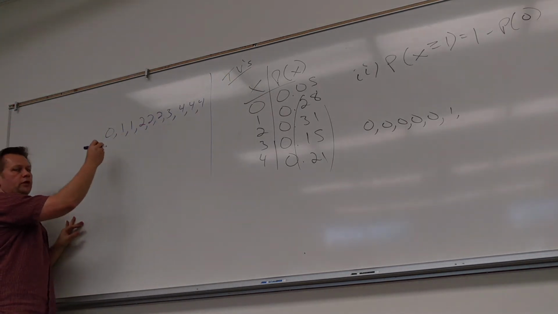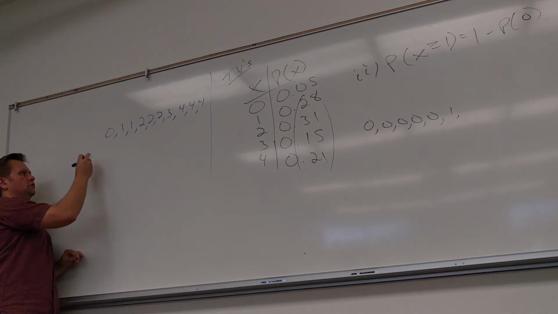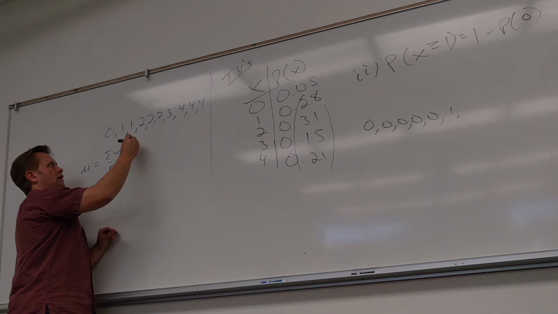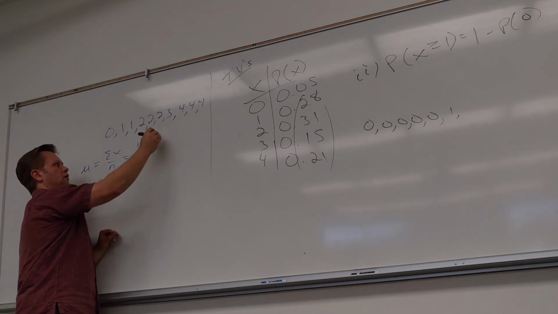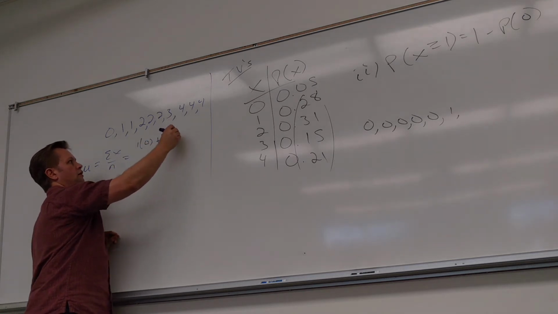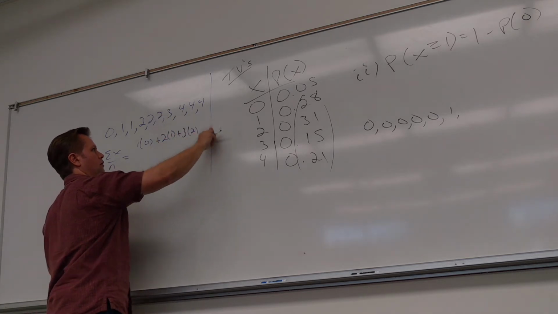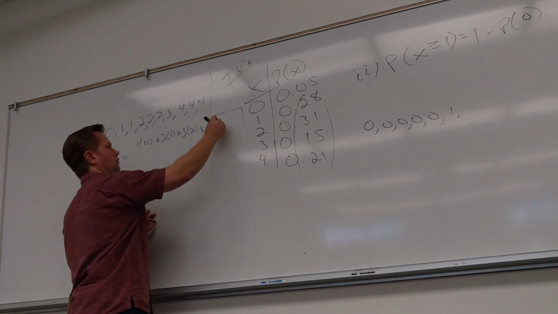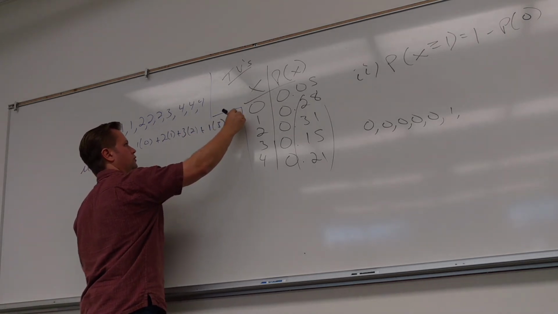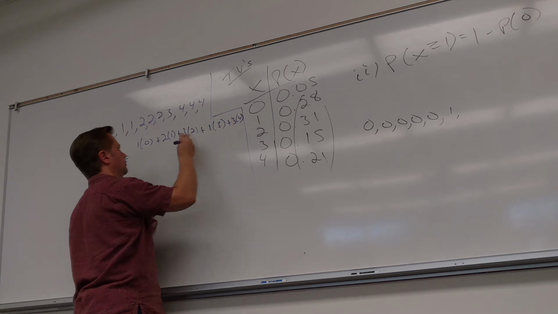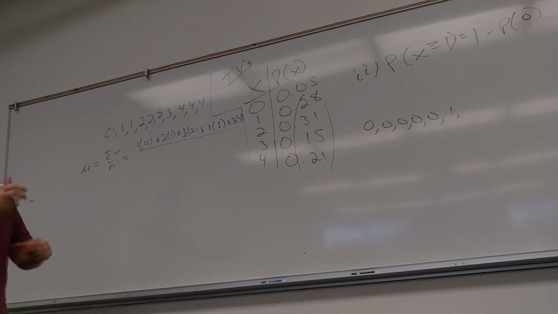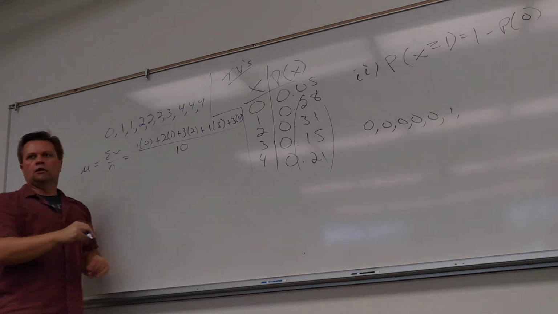So how would I calculate the mean? What would I do? The mean is the sum of them divided by n. So I would say there's 1 zero, and 2 ones, and 3 twos, and 1 three, and 3 fours. Is that cool? Because there's repeats. Divided by what? 10. Yes, there's 10 total.